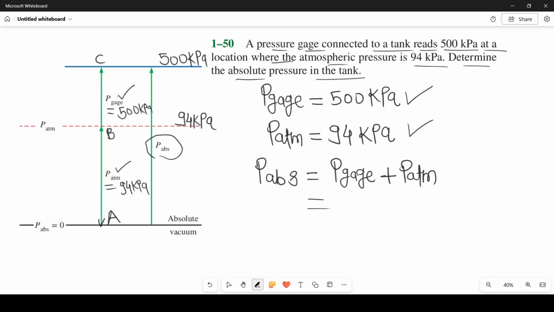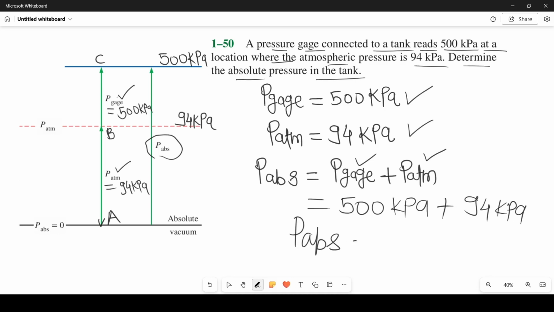So absolute pressure is gauge pressure plus the atmospheric pressure. So the gauge pressure is 500 kilopascal plus the atmospheric pressure 94 kilopascal. The absolute pressure in the tank is equal to 594 kilopascal.